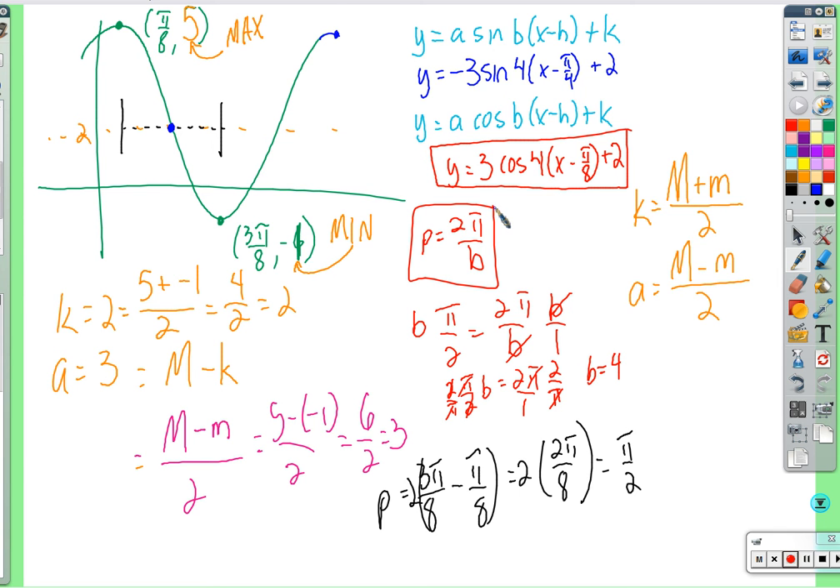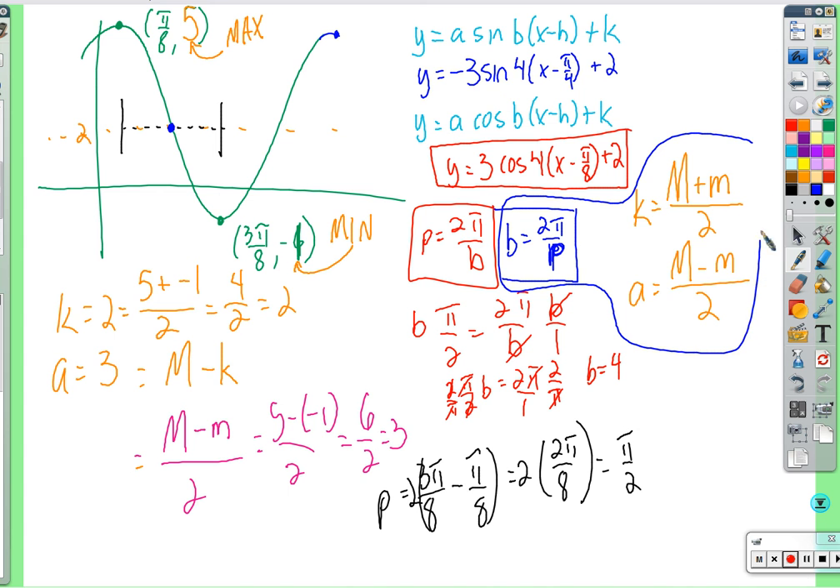One more little thing: if we look at this guy right here, the period equals 2 pi over b. If we solve for b, we get b equals 2 pi over p. So rather than having to go through all this, we can just plug p in there and do the math. B is 2 pi over the period, k is max plus min over 2, a is max minus min over 2, and then the horizontal shift and the cosine or the sine, that's up to you.